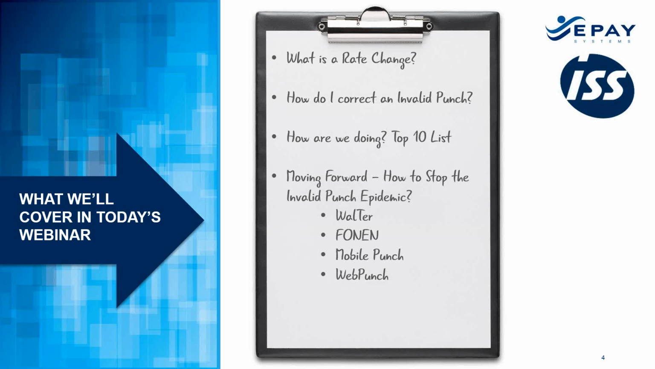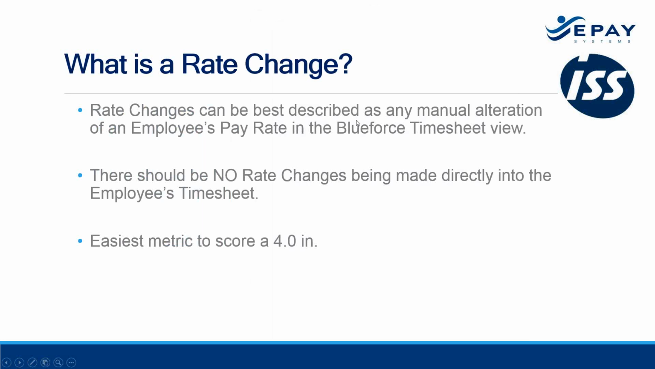So with that said, we're going to talk about what a rate change is. We're going to go through how to correct an invalid punch, as well as a rate change, because there are a couple of things in there that are intertwined. We'll go through how you're doing as your top 10. One thing to keep in mind is that rate change is a very easy metric to maintain. We're going to focus on how to stay in that 4.0 range. There's no reason why anyone should not be in a 4.0 range when it comes to this particular metric.